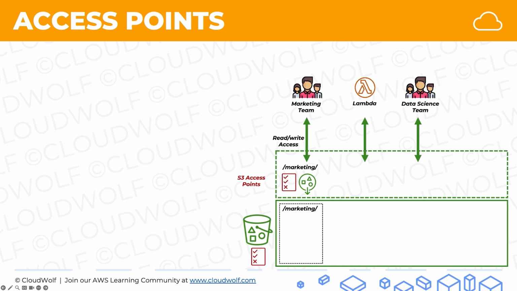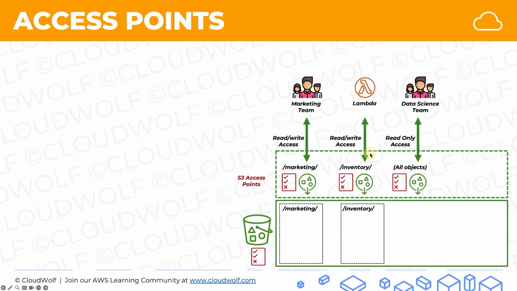So then the Lambda function would also get its own S3 access point. And for example, it's a Lambda function dealing with inventory. So it would access anything that has the inventory prefix, any objects with that prefix, and it would have read-write access.